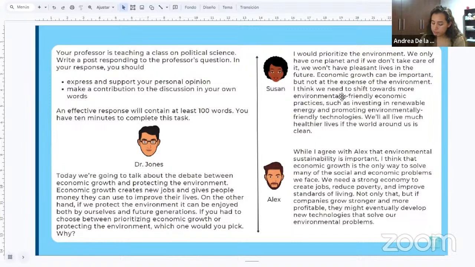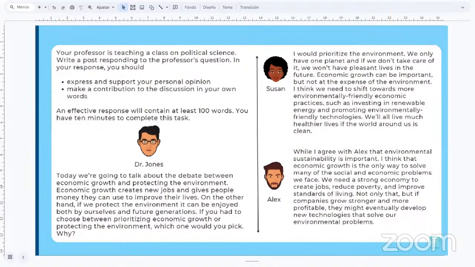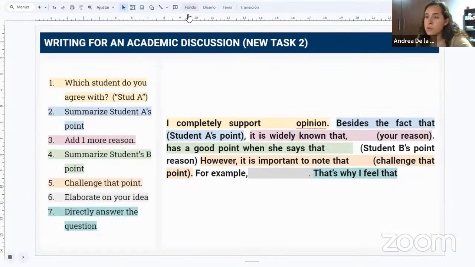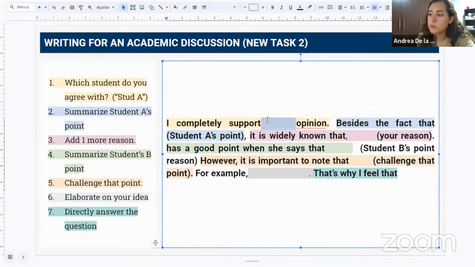What would you say? I would say that we agree with Susan. Okay, so we would prioritize the environment. Perfect. So that's it. That's what you need for the first sentence. You say, I completely support Susan's opinion.